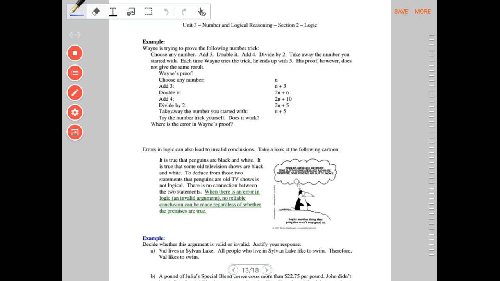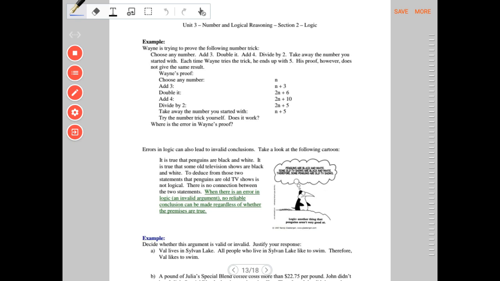Another example. Wayne is trying to prove the following number trick. Choose any number. Add 3, double it, add 4, divide by 2, take away the number you started with. Each time Wayne tries the trick, he ends up with 5. His proof, however, does not give the same result. So let's take a look at what Wayne did.